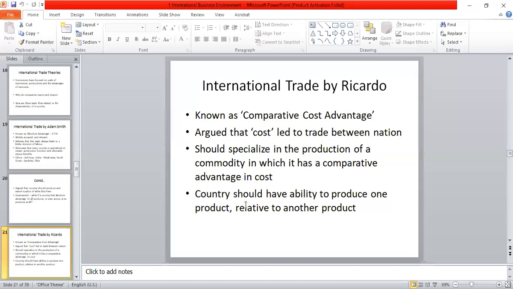And he argued that cost led to trade between nations, and that a country should specialize in the production of a commodity in which it has a comparative advantage in cost. That country should have the ability to produce one product relative to another product.